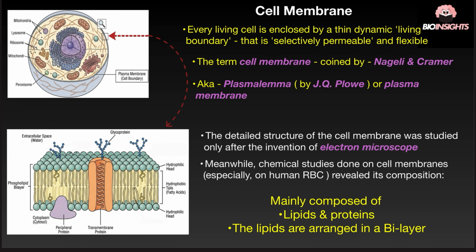Now, before we directly dive into the fluid mosaic model, we must understand that the detailed structure of the cell membrane was studied only after the invention of the electron microscope. Until then, it started in the lab with biochemical analysis on the human red blood cells. Studies revealed it was mainly composed of lipids and proteins, and the lipids are arranged in a bilayer. We can see here the lipids are arranged in a bilayer.